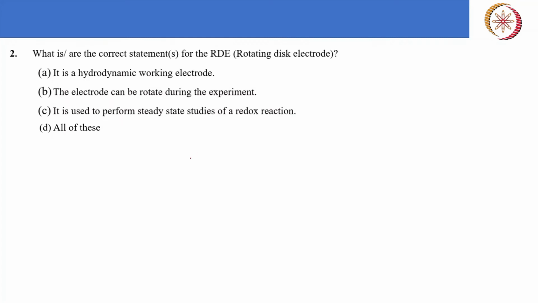So next question is what is the correct statement for RDE, rotating disk electrodes. It is a hydrodynamic working electrode, as I have discussed. Also this is a hydrodynamic electro process, and this electrode can rotate during the experiment. There is some motor, so it can rotate the electrode. It is used to perform steady state studies of the redox reaction. So the answer is all of these.